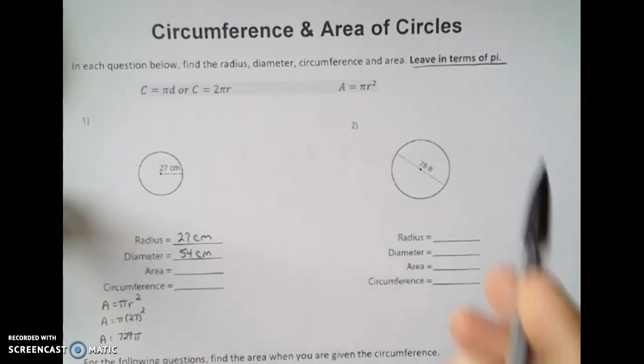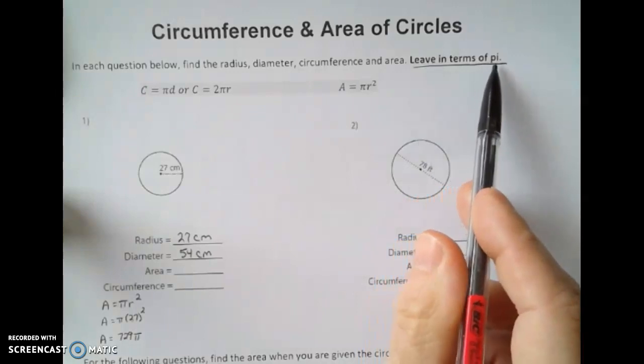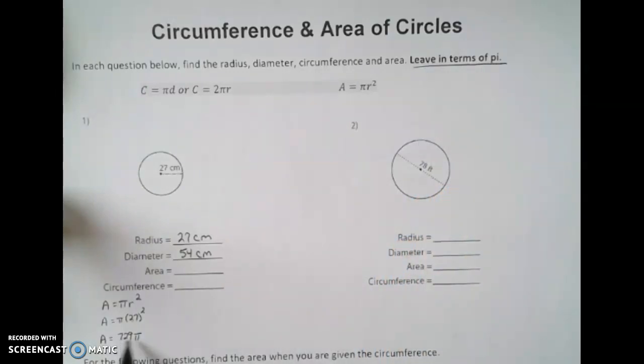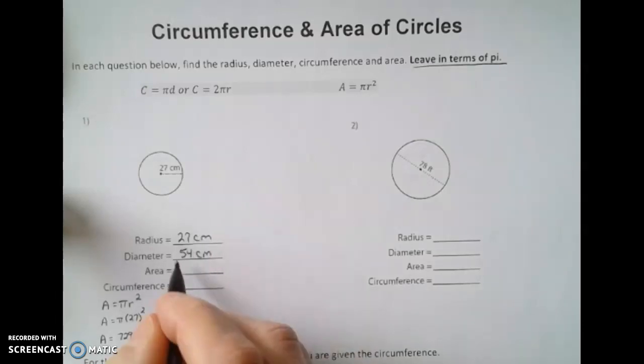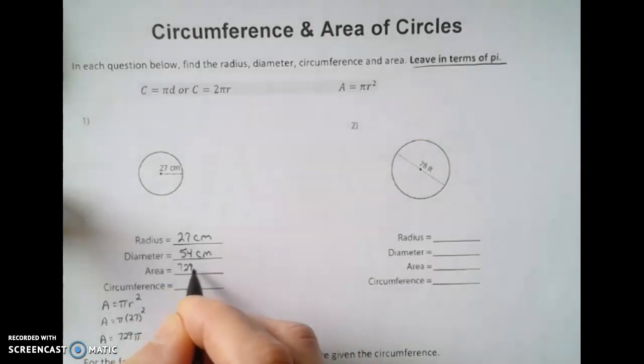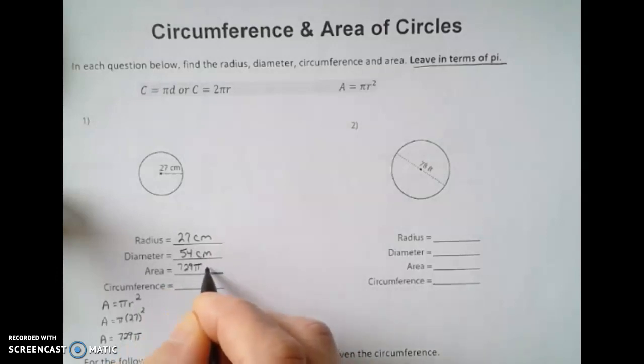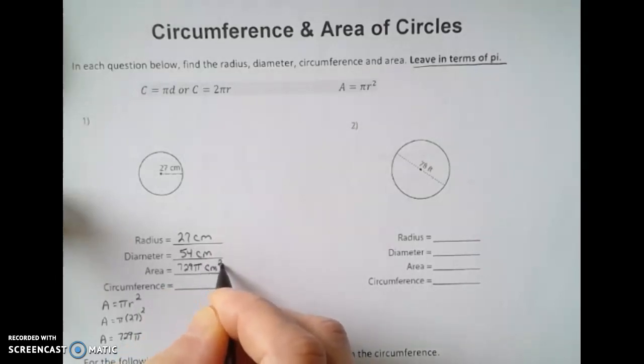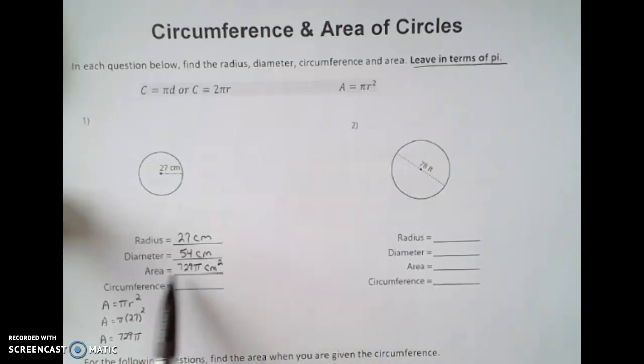And if you remember up here, it said to leave your answer in terms of pi. So I'm not going to multiply these two together. That's where I'm going to stop. The area is 729 pi, and the units are going to be centimeters squared. Remember that you always square the units if you're finding the area.